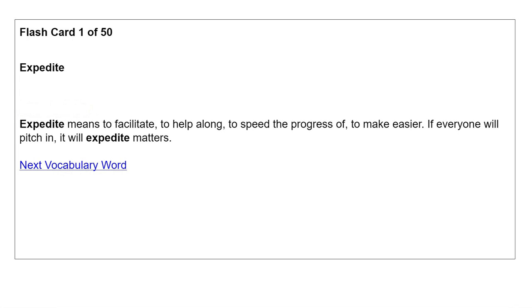And what's so good about it is, I think you can hear that, it says the word out loud, so you can hear how the word is pronounced as well as the definition. And notice it doesn't give you the definition immediately. You have to then see for yourself if you know the word and check if it's right. To expedite here, I believe, means to make something quicker, to facilitate something, to make sure it happens quicker. Let's see if I was right. It means to facilitate, to help along, to speed the progress of, exactly. And then it gives you the next word.